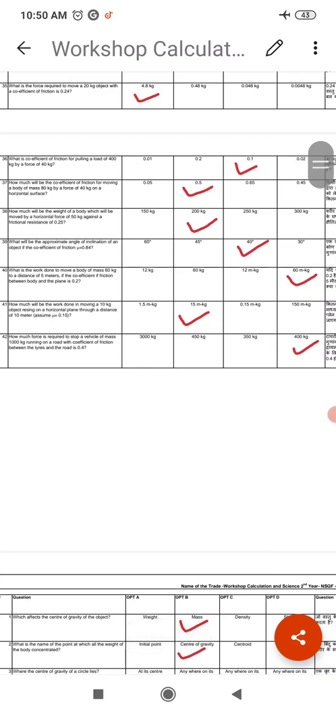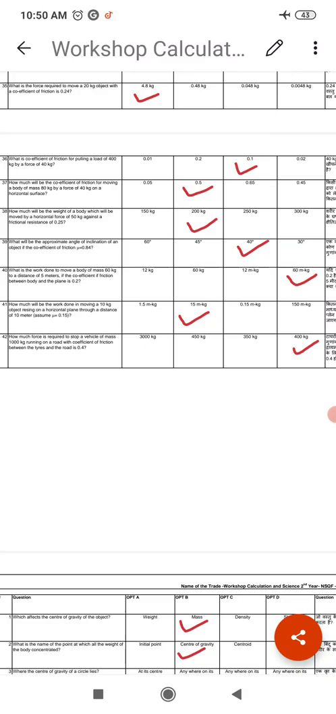Next, what is the coefficient of friction pulling a load of 400 kg by a force of 40 kg? Answer is 0.1 is the coefficient of friction. Option C. How much will be the coefficient of friction of moving a body of mass 80 kg by a force of 40 kg on a horizontal surface? Its answer is 0.5. Its right answer.